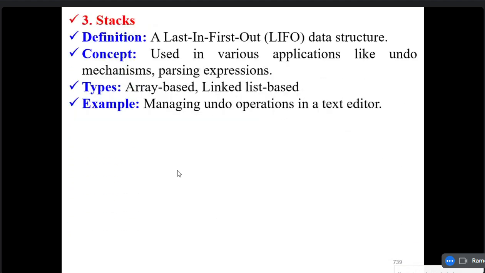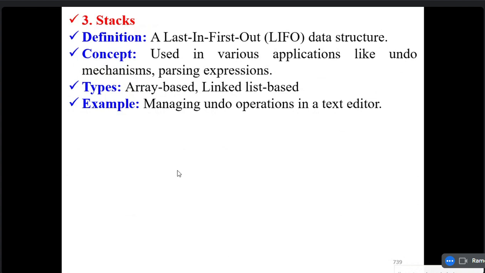Next concept, stack. What is meant by stack? A stack is a linear data structure and follows last in first out. The concept is used in various applications like the undo mechanism in word processing. You know what is happening in the undo operation in MS Word? Ramchan, can you explain? It goes back to the previous step.